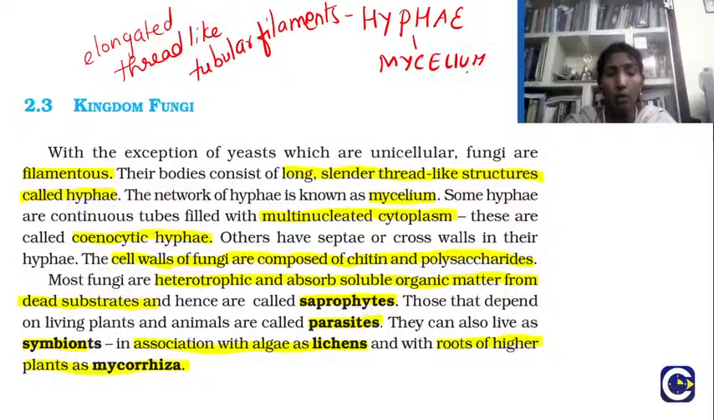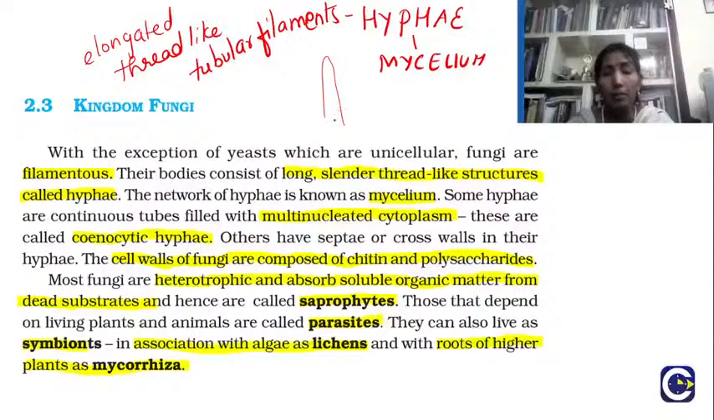Now a large number of hyphae will be produced. The hyphae is filamentous, and that will typically show apical growth. Okay, so that we need to know. The long thread-like structure is called hyphae, and the body which has that hyphae is called the mycelium.